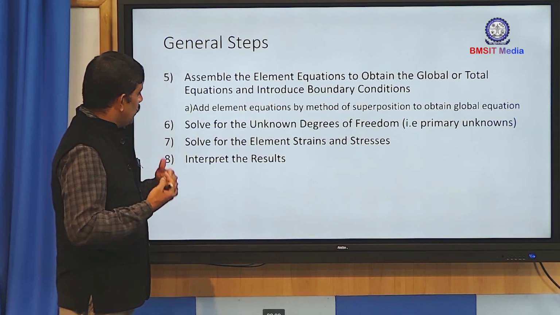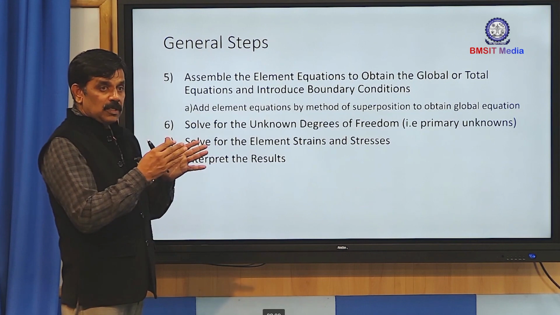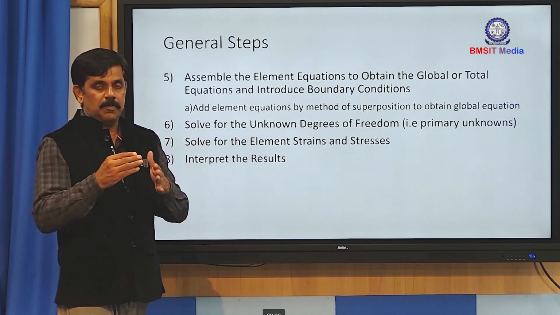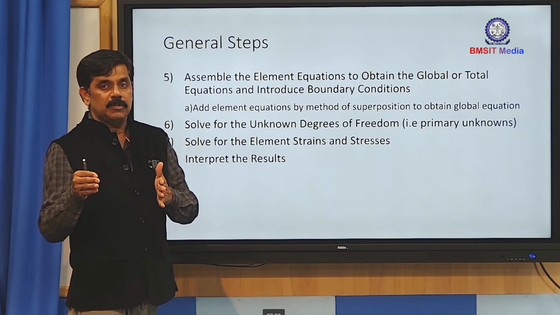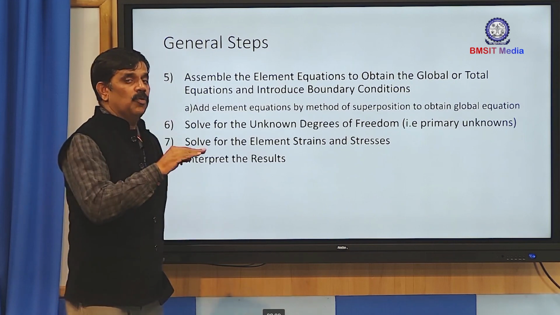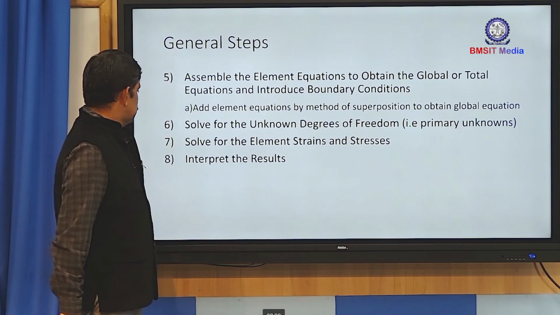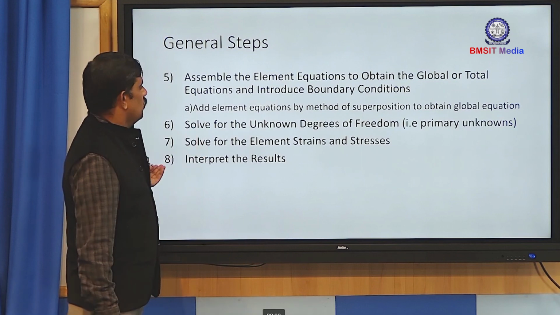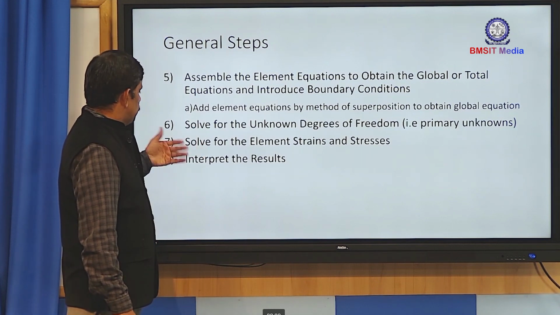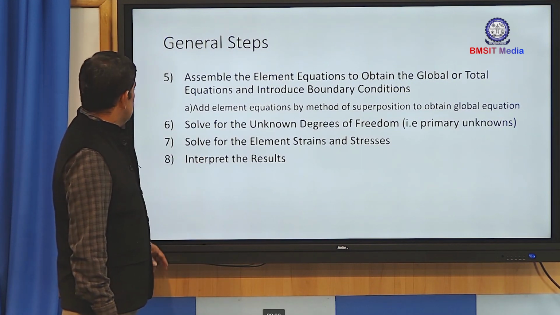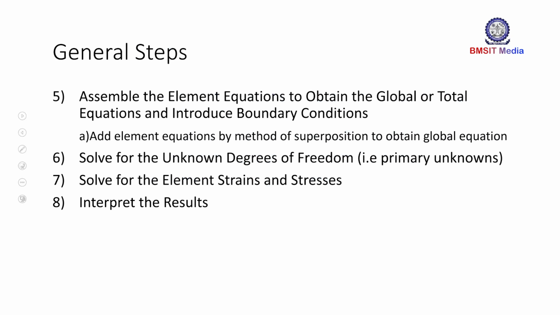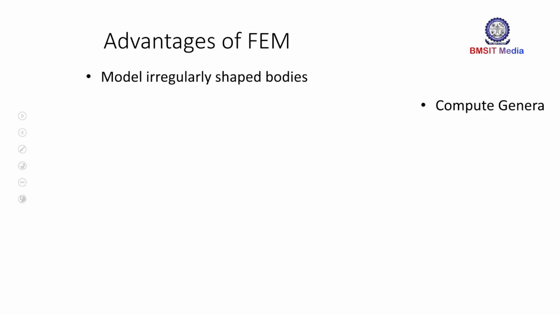Once you have the displacement, by using the strain-displacement equation, which is a separate equation, we can get the strain from the displacement. Once we have the strain, by using Hooke's law, we can get the stresses. Then everything will be post processing, it will be displayed, and then you have to interpret the result. These are the different steps involved in finite element analysis.